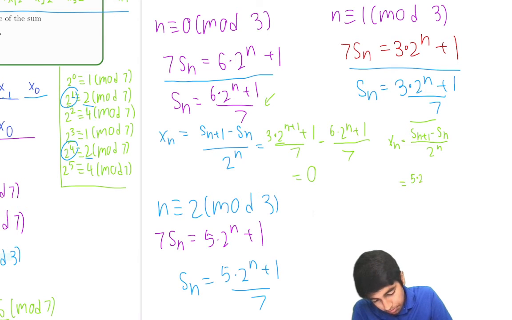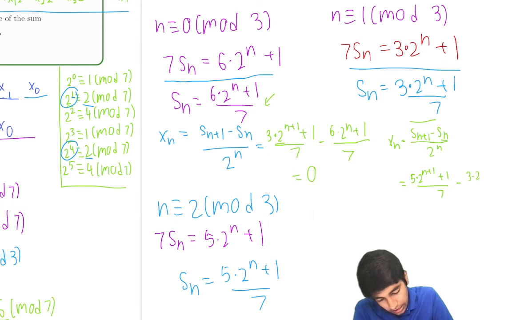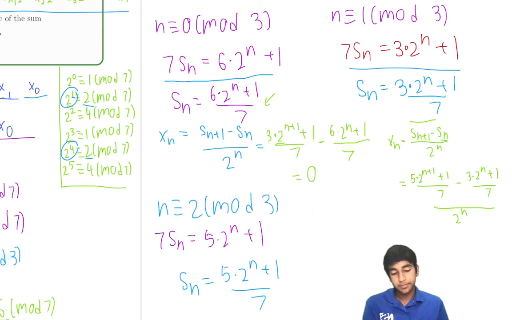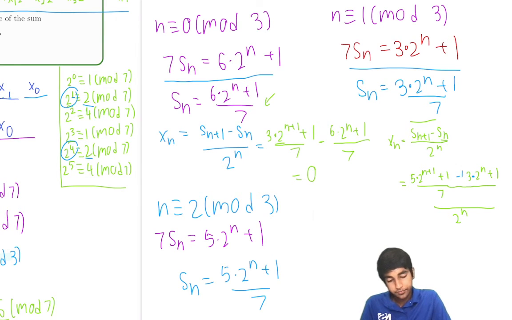5 times 2 to the n plus 1 by 7 minus the formula for s of n is just this quantity right there, minus 3 times 2 to the n plus 1 over 7, all over 2 to the n. Okay. We can find a common denominator, of course, and that becomes minus 3 times 2 to the n plus 1.